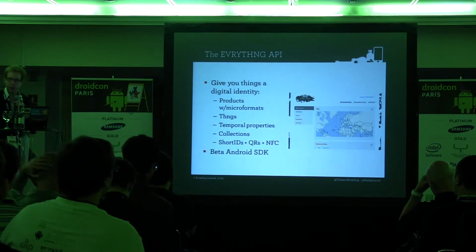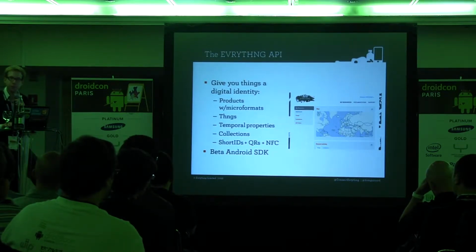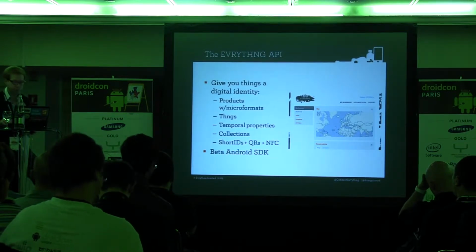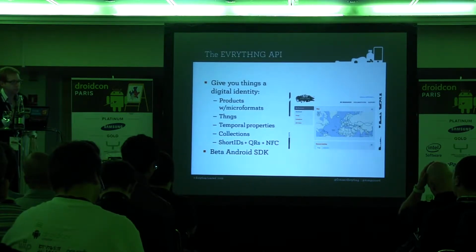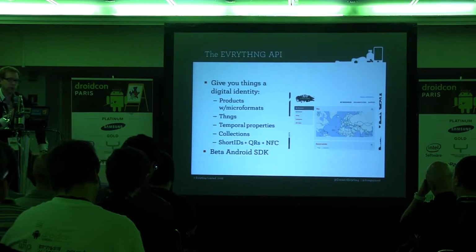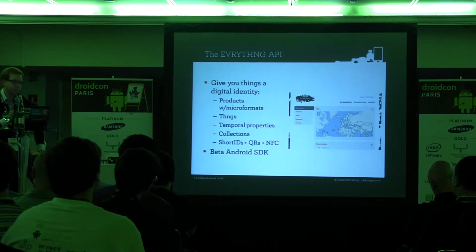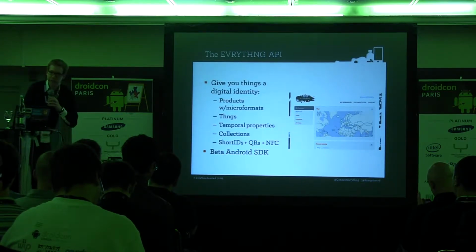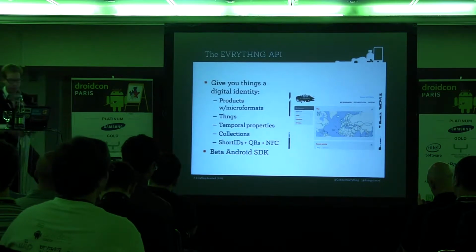We can create collections. That's what we're going to create for our freezer. We're going to create a collection in which we put things. We put things in our freezer. And then you can generate short IDs that are embeddable in NFC tags and QR codes. And there is a beta support for Android, but that is really beta because it was released a couple of weeks ago, and we're still working on it heavily.